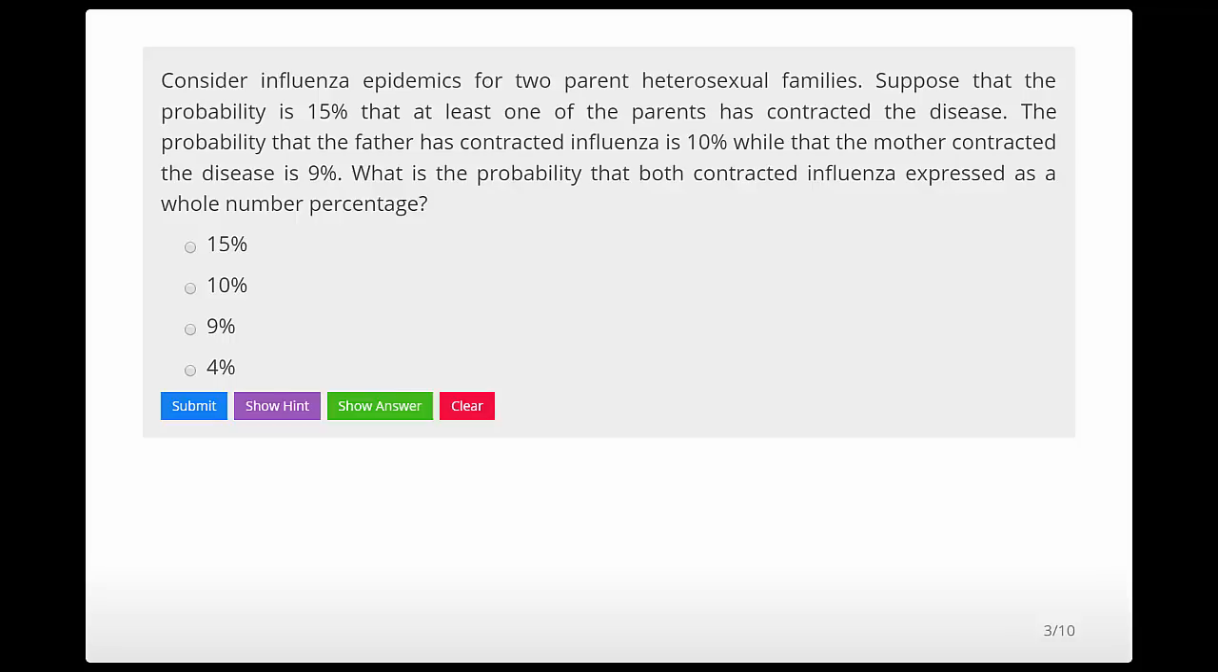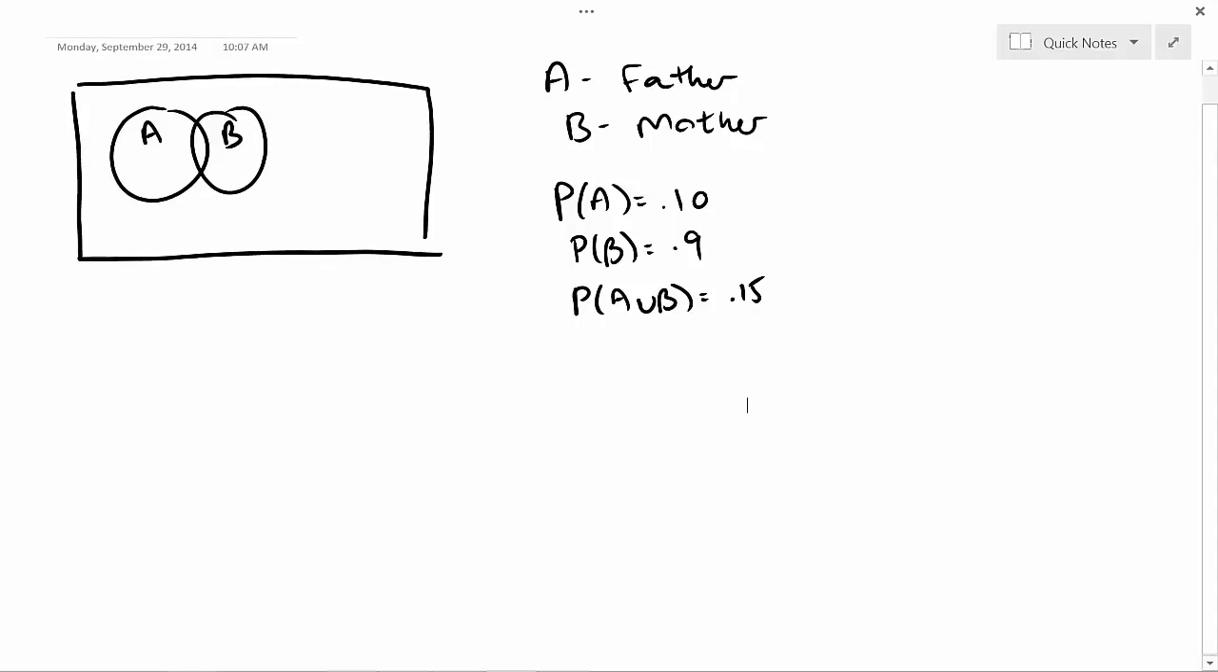Okay, well, let me flip over to my notes, and I already wrote some stuff down. So I'm going to let A be the event that the father contracts the disease, B be the event that the mother contracts the disease. The probability of A we were given was 10%, or 0.10. The probability of B, that the mother contracted the disease, was 0.09. And the probability of A union B, the probability that at least one of the family members has contracted the disease, is 0.15. Now we need to get the probability of A intersect B.